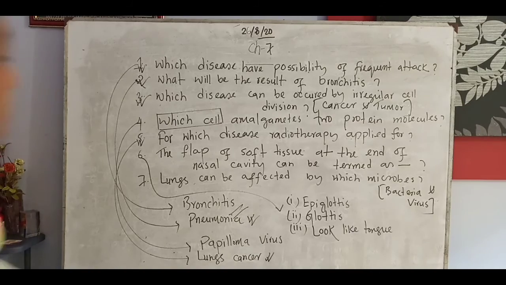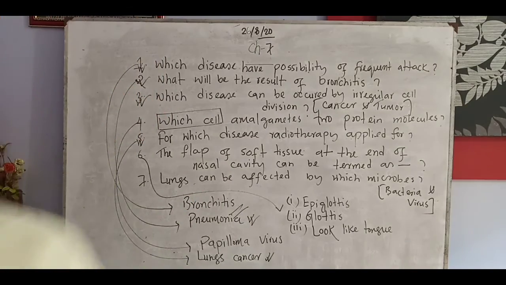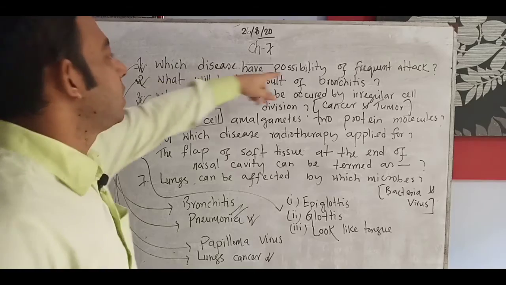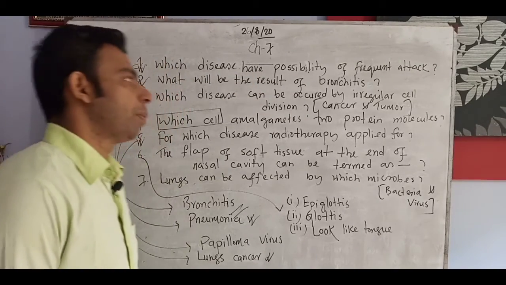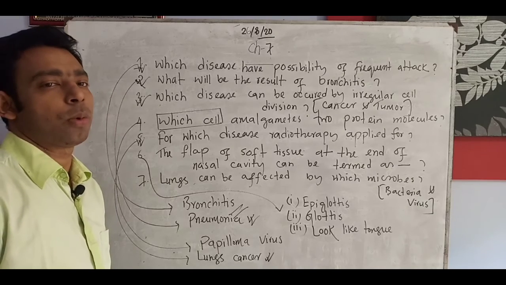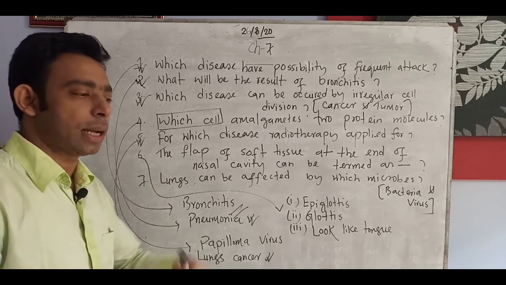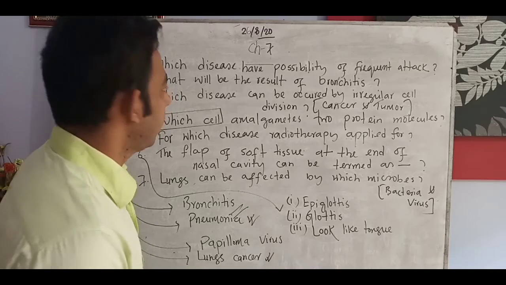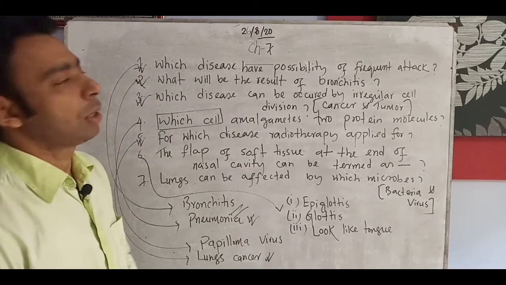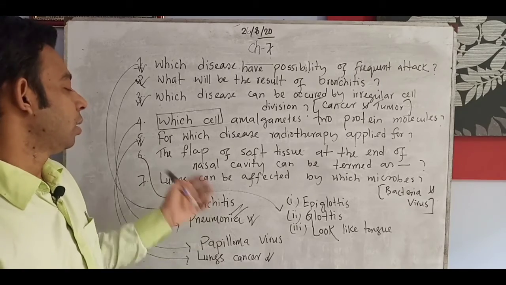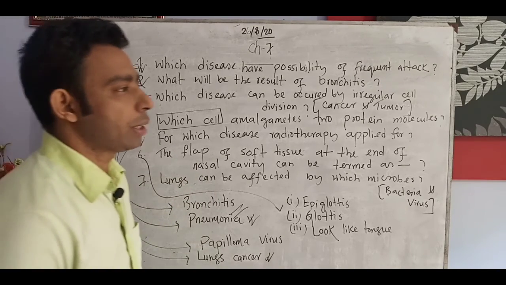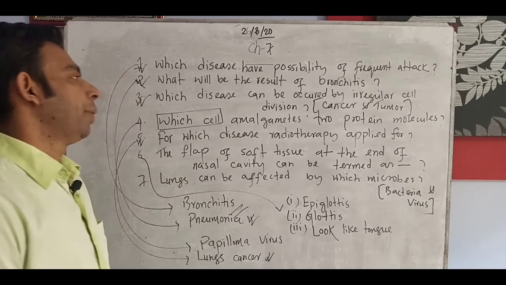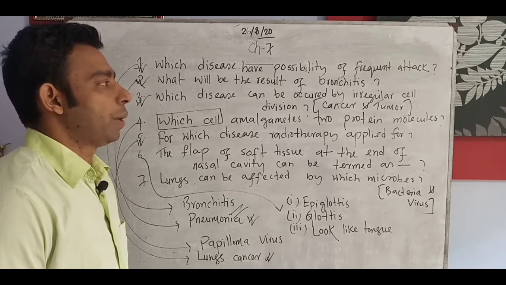Okay, dear students, look here, we can revise once again for getting a proper understanding. Which disease has the possibility of frequent attack? I told you bronchitis is the correct answer, because if affected by bronchitis, there is a chance of frequent attacks. What will be the result of bronchitis? It is not death or alive, it is pneumonia. When you are affected by bronchitis and do not take care, there is a chance of getting pneumonia.